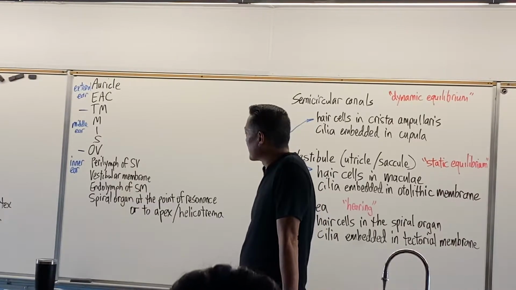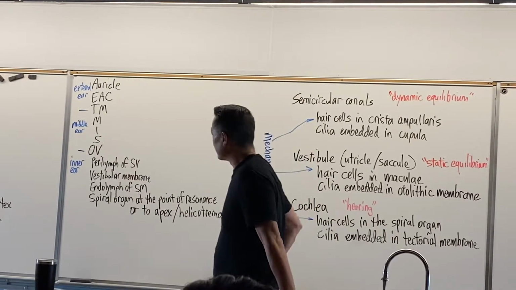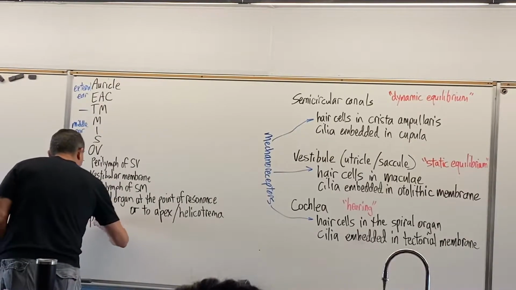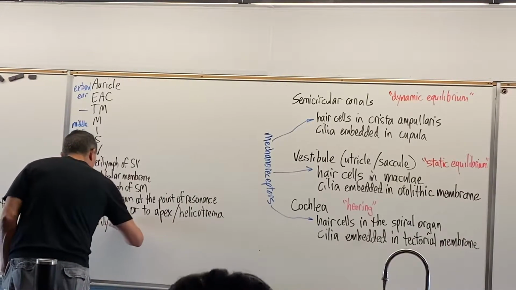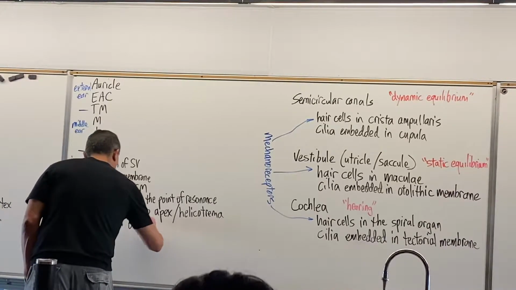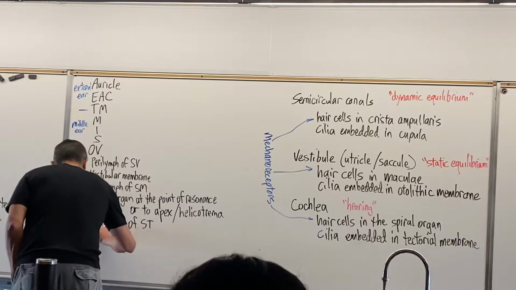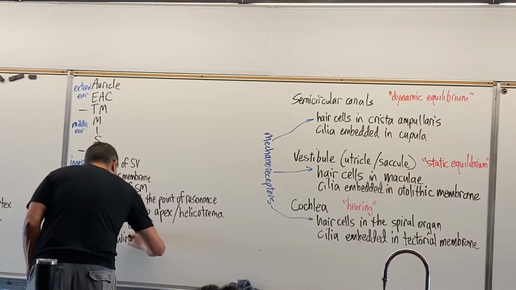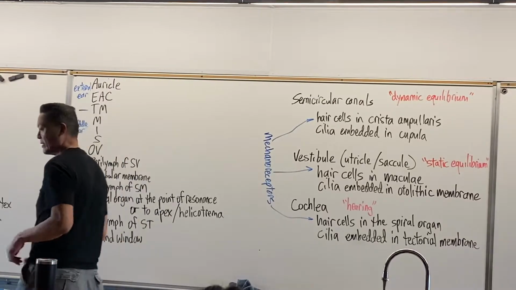Then what's going to happen to the sound waves? Go back out to the perilymph, from the scala tympani to the round window. It's got to go out the perilymph of the scala tympani and die out in the round window. Okay?